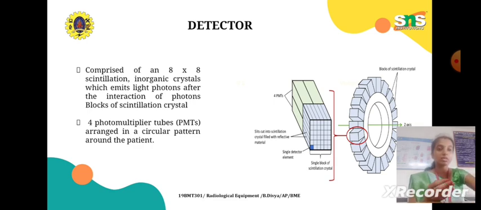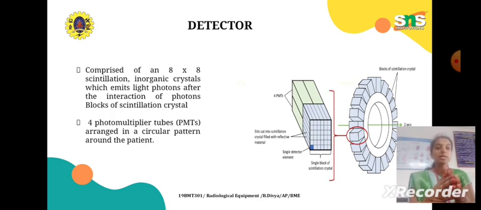From the diagram you can see that 8x8 boxes have been given. That is called scintillation. A single block of scintillation crystal is shown in the diagram. This is a single detector element. Each one consists of 8x8 scintillation inorganic crystals which emit light photons after the interaction of photons.